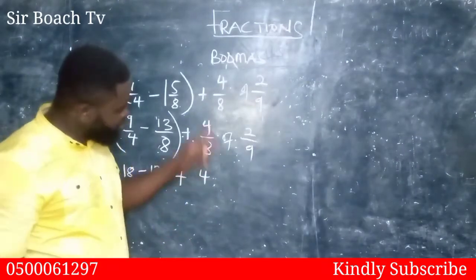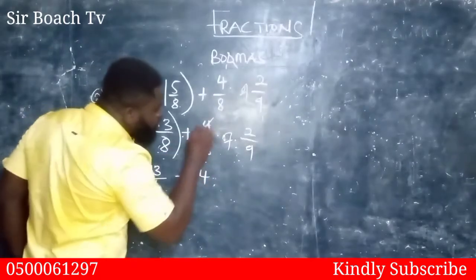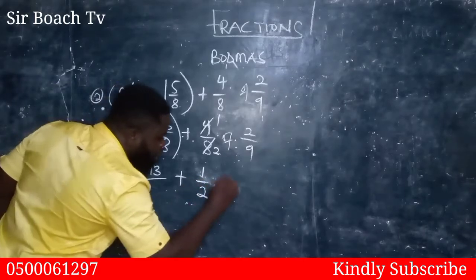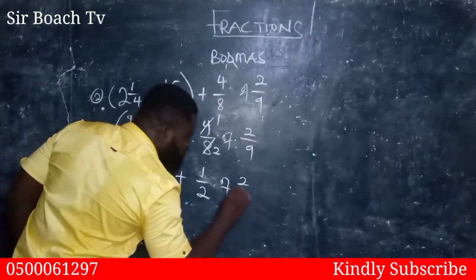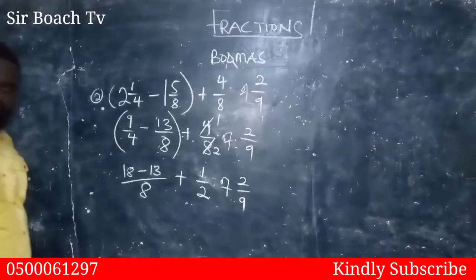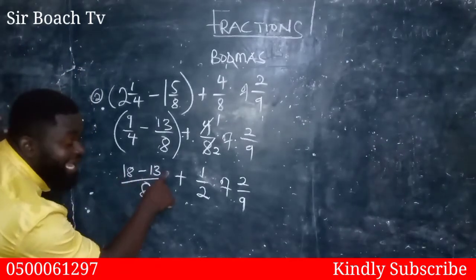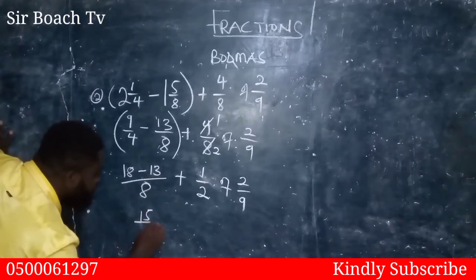I told you how to cancel. You can cancel like this as well. So 4 goes here 1, it goes here 2. So you're going to get what? 1 on 2. Then off 2 on what? 9. Is it clear? Now let's continue. So 18 minus 13 gives me what? 5 on 8.